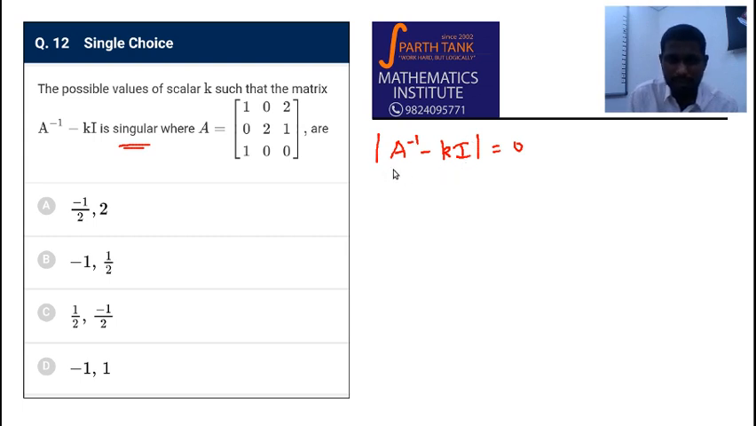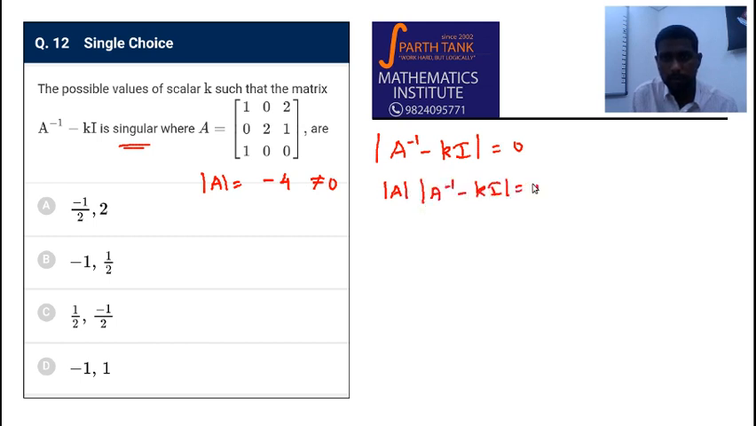Now this can be simplified if we see quickly that determinant of A here is 1 into 0, 0 into 0, 2 into, determinant of A is just minus 4. Okay, so it is not 0. So A is not a singular matrix. So A inverse exists, of course, and therefore I can multiply both sides by determinant A. Right? Now this will remain 0. Now product of determinants is equal to the determinant of the product.